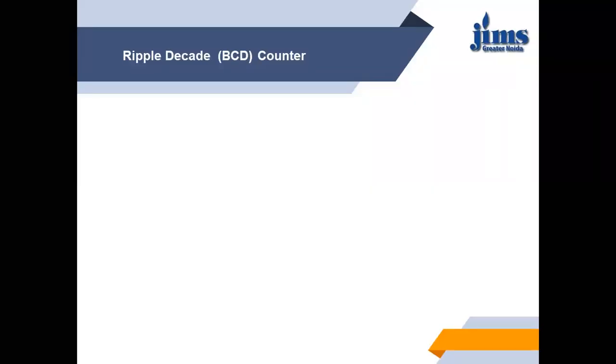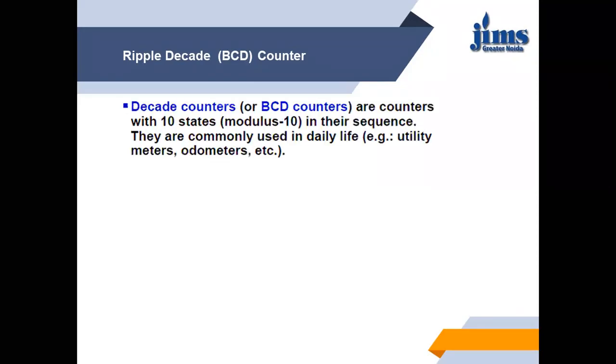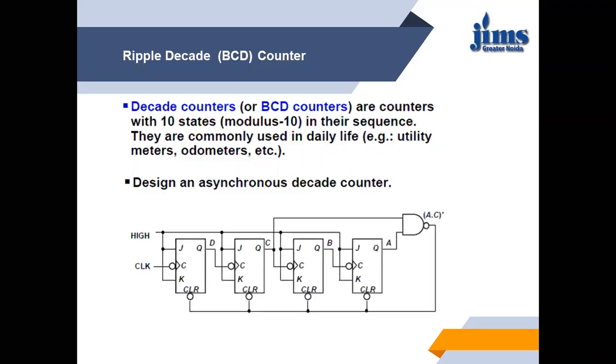In the same way as we have discussed, we can say it is a mode 10 ripple counter, because we have to count only 10 states. The BCD counter or decade counter is a counter with 10 states, that is modulus 10 in its sequence. They are commonly used in daily life, for example utility meters, odometers, etc. Design an asynchronous decade counter. Here, as we have to count only 10 states, that is up to 1001, whenever 1010, that is 10, occurs, it should reset or clear.